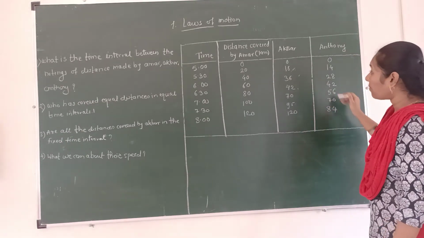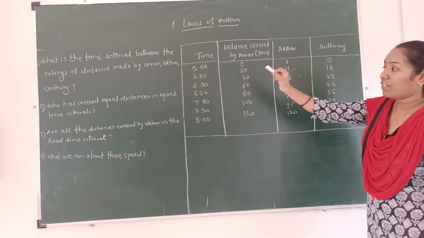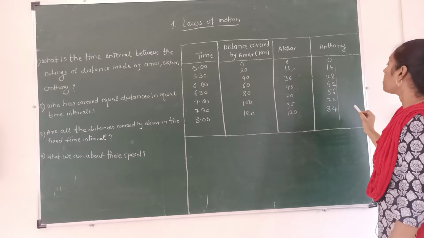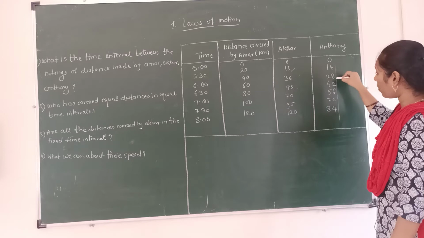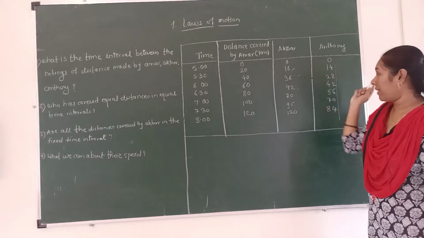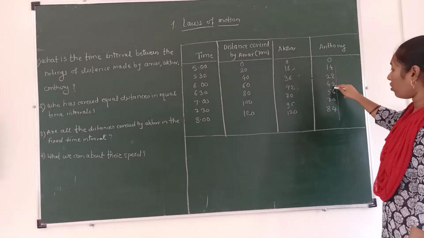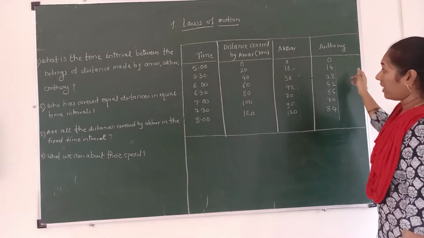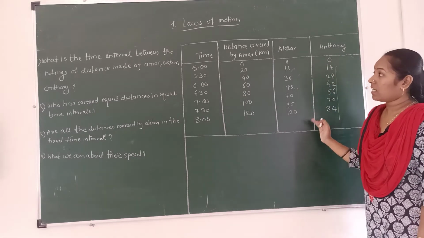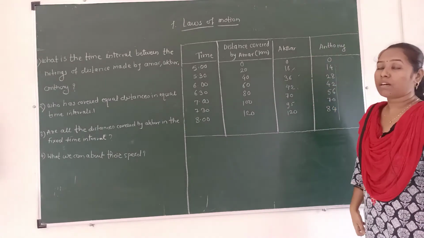And what about Anthony? Between 5 and 5:30 o'clock, he covered 14 kilometers distance. Again, between 5:30 and 6 o'clock, he covered 28 kilometers distance. You can see the distances covered by Anthony in the same time interval are equal distances. 14, 28, 42, 56, 70 and 84. This is an activity in your book and this is the chart for that activity. Here is the time for all three and the distance covered by all three persons in kilometers.